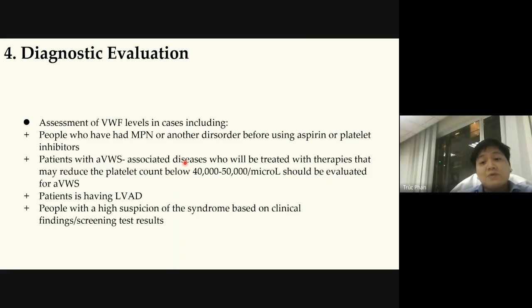Very good answer. We call that a relative reduction of von Willebrand factor, or a relative lack of von Willebrand factor.